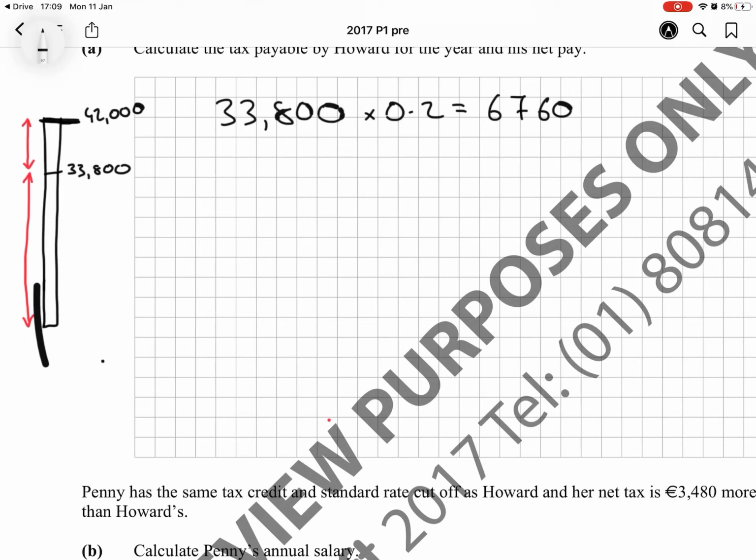But he earns more than that, so we're going to have to find how much fits into this top section here. So you take your 42,000 and minus your 33,800 to get the difference between these two, and that's going to get me 8,200.